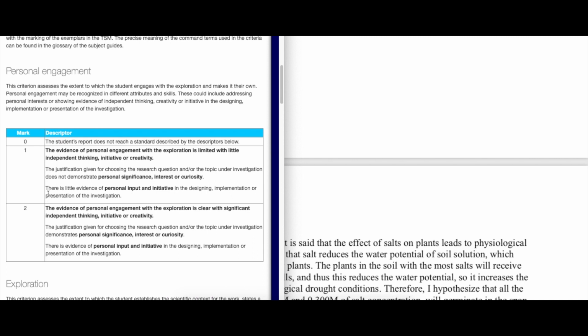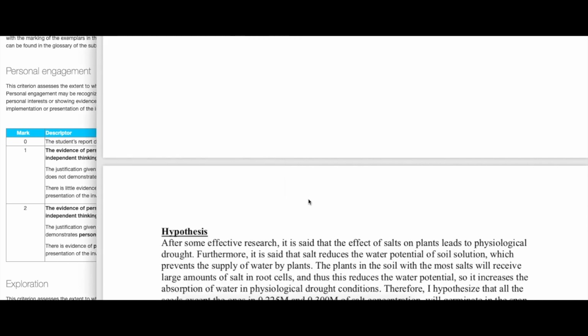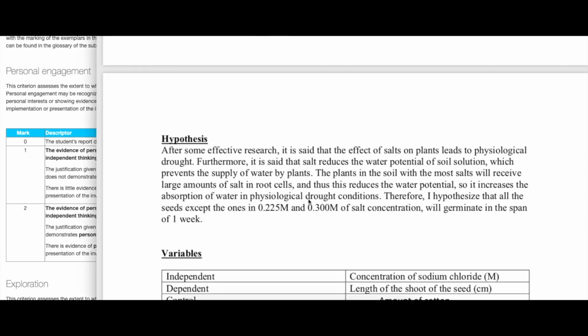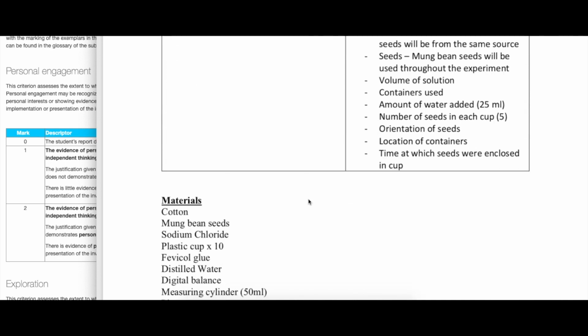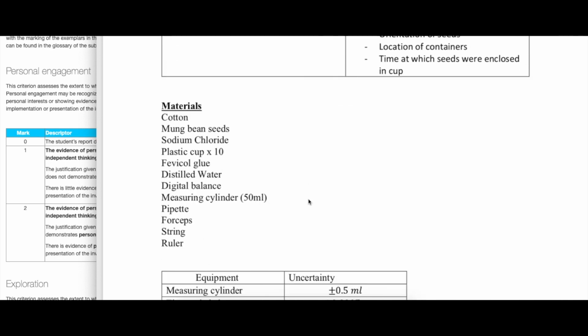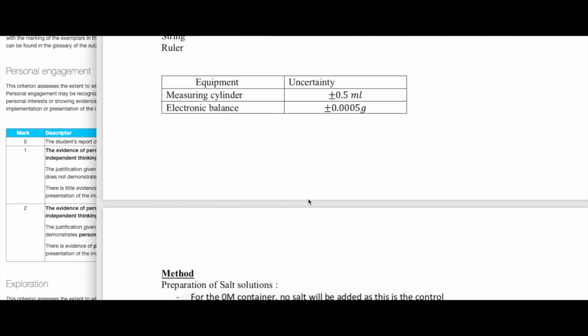So this criterion here, personal engagement, really, it's about a 1-2. If you try your best to write a report and it doesn't show a lot of initiative and curiosity, then you're going to score 1. This student is going to score 1 for personal engagement, because the report itself is quite simple. It's not showing any great initiative.